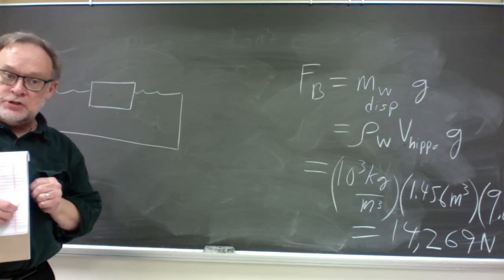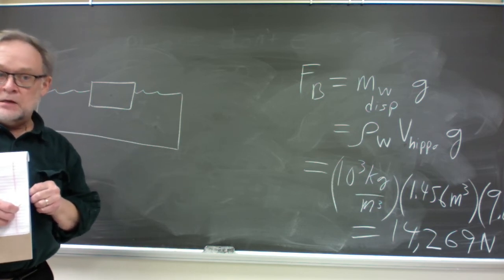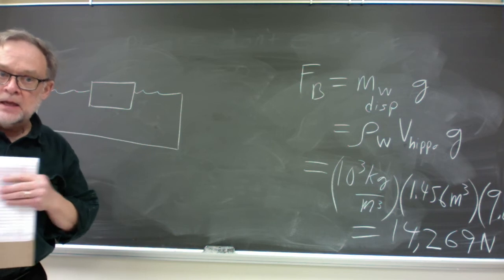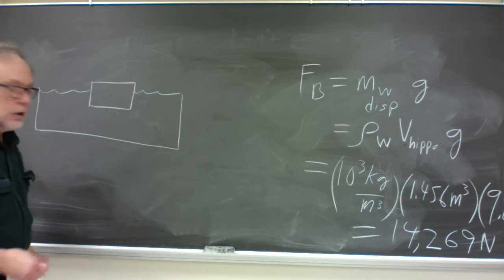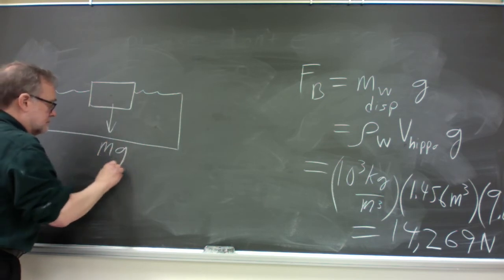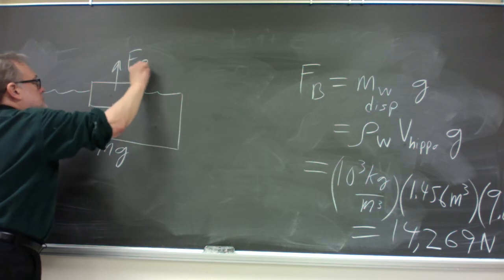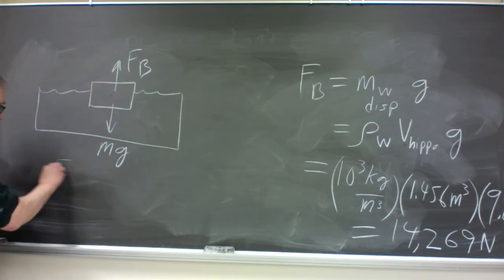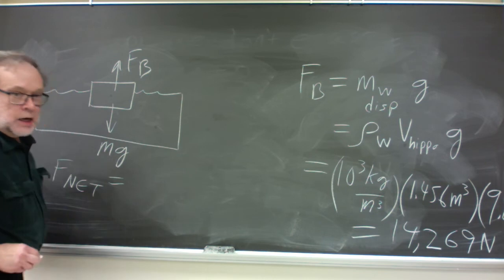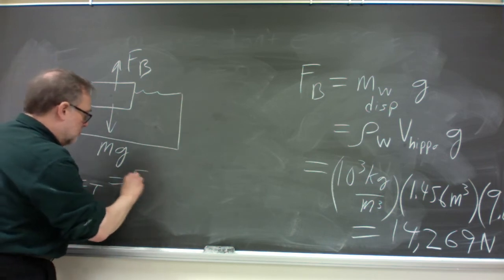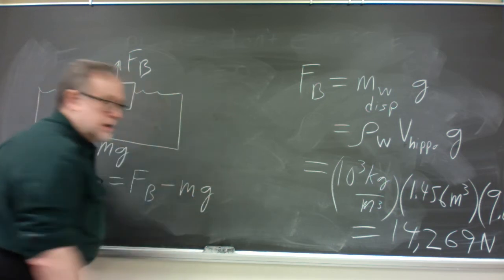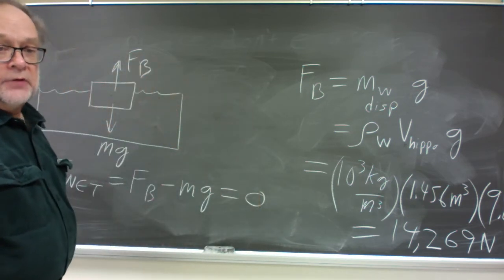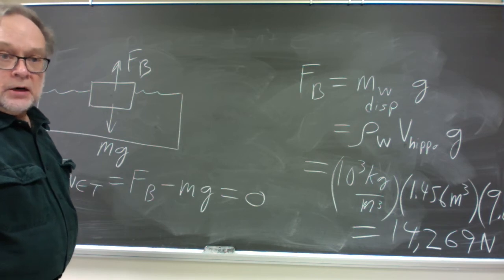But constant velocity means no acceleration, which means no net force. So whatever forces are acting on that block all cancel out, all add up to 0 net force, and the only forces on that block of wood are its weight and the buoyant force. So if we take up to be the positive direction, the net force is just all the upward positive force minus all the downward negative force, and they must cancel each other out because the net force and acceleration of that block are 0.